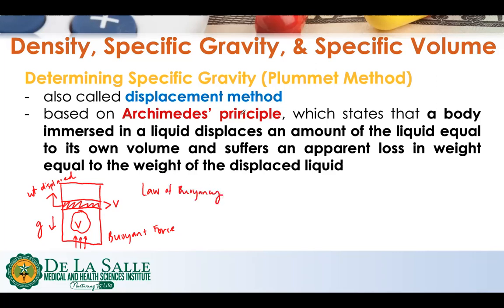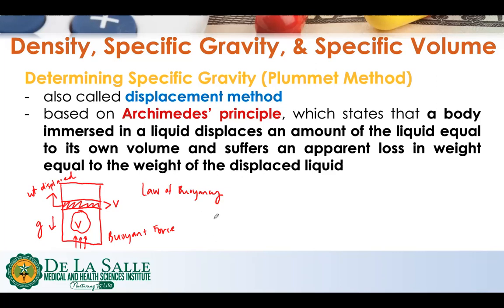Now, take note that for us to be able to successfully use the displacement method or the plummet method, the substance immersed in the liquid should be completely immersed in it. Later on, we will have an example where a substance may not be completely immersed in the liquid, and there is another way for us to determine the specific gravity of that substance.